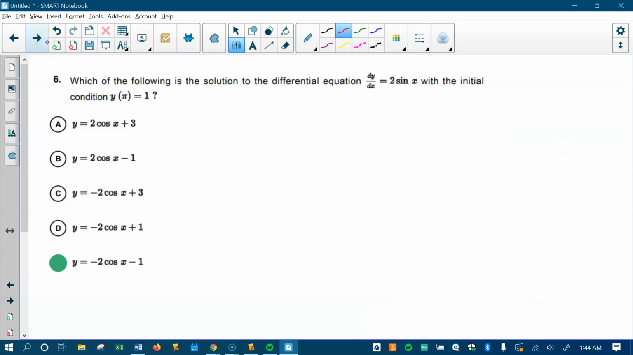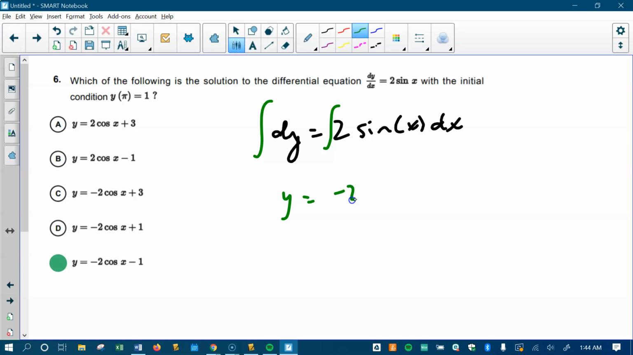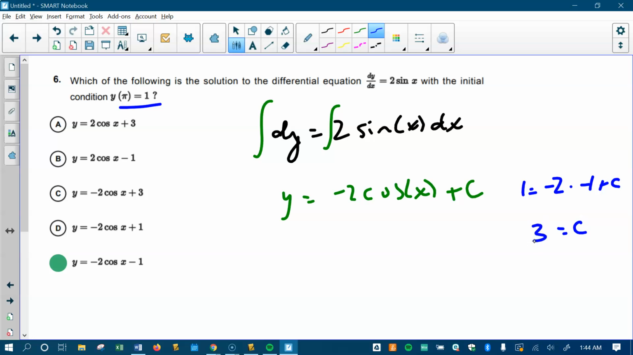For the next one, 6, which of the following is the solution to the differential equation? Let's do it again. I'm going to go ahead and multiply by dx on both sides, sort of. So dy is equal to sine of x dx. Then I'm going to integrate both sides. I got y is equal to -2 cosine of x plus c. That's my general solution. I'm going to use the initial condition pi, 1. So 1 is equal to -2 times the cosine of pi, which is -1, plus c. So c is equal to 3. And then I'm going to rewrite with c, which is y equals -2 cosine of x plus 3.